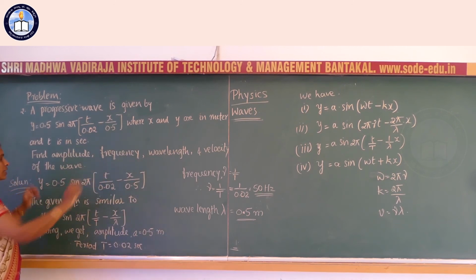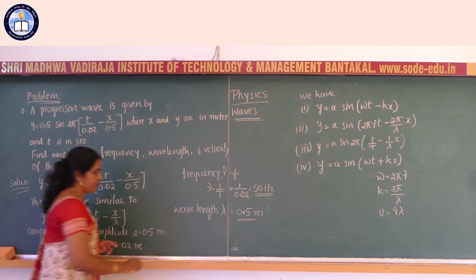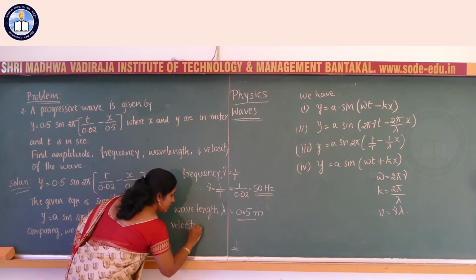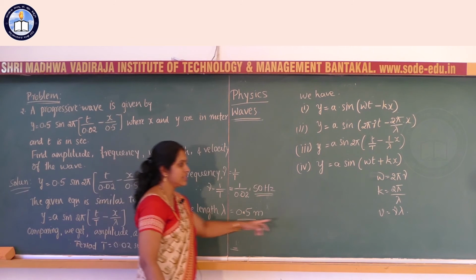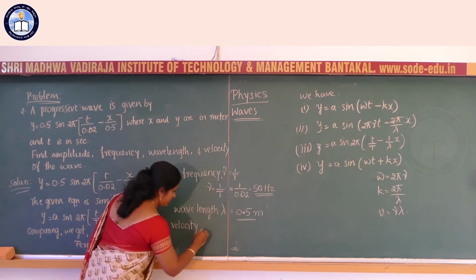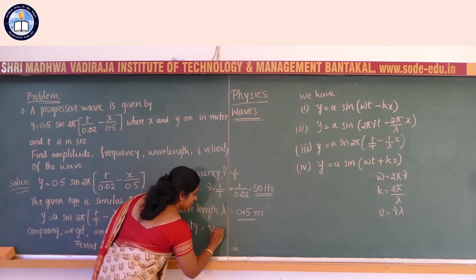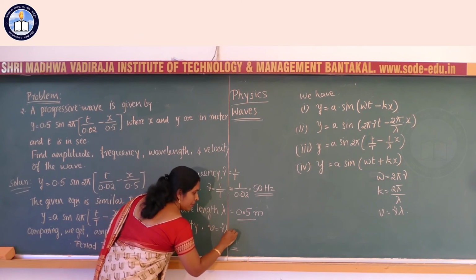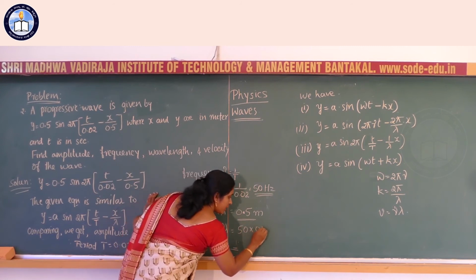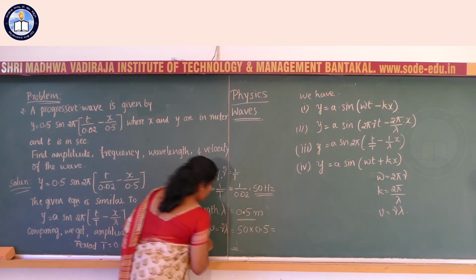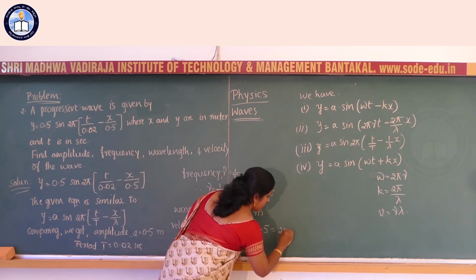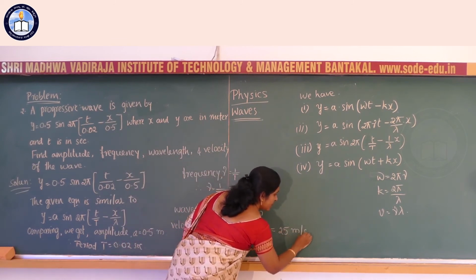Next, it is asked to calculate velocity of the wave. Wave velocity is given by the relation v is equal to nu lambda. We have derived this in the previous session. Wave velocity v is equal to nu into lambda. Nu is 50, lambda is 0.5. Therefore, wave velocity is half of 50, which is 25. Unit is meter per second.